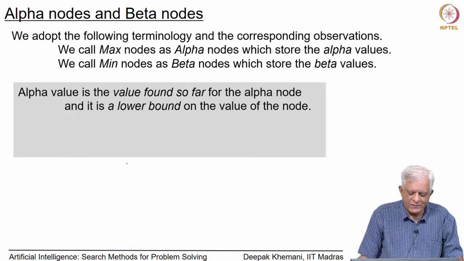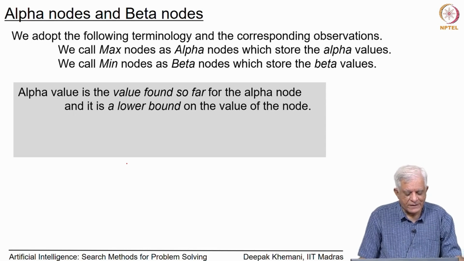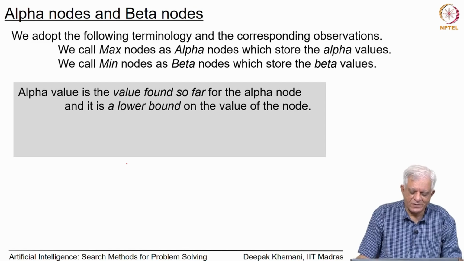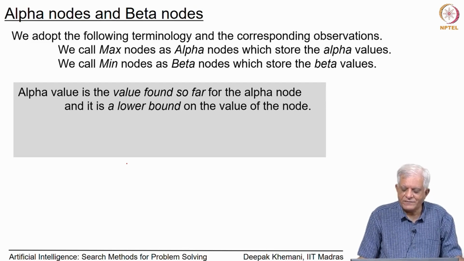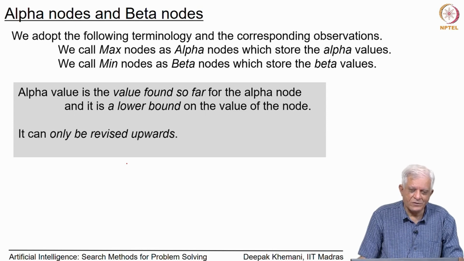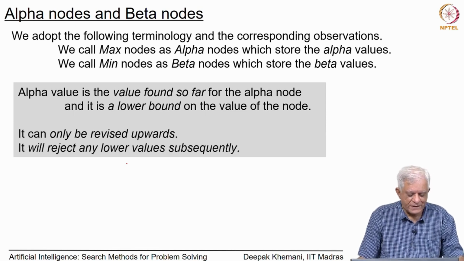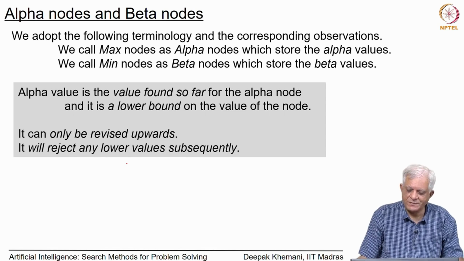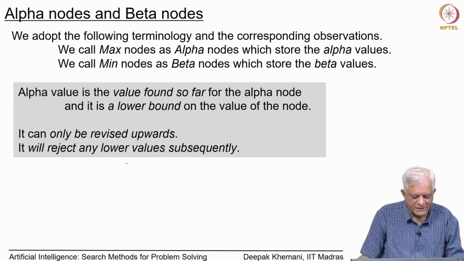The alpha value is the value found so far for the alpha node. Remember that the algorithm is sweeping from left to right and it will be a lower bound on the value of the node. Why a lower bound? Because if it has got a value x from one child, the left child let us say, then from any other child it would only accept a value which is higher than x. So, any value it has found can only be increased for a max node and that is why the alpha value is a lower bound. It can only be revised upwards and it will reject any lower values offered by any of its children subsequently.